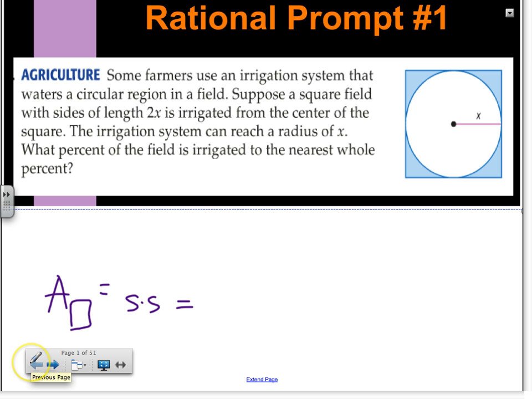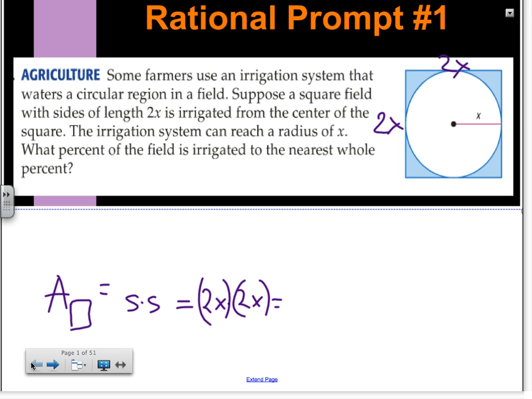2x. Okay, so that means this is 2x. That means this is also 2x, right? So side times side means 2x times 2x. What is the answer then? 4x squared. Believe it or not, I still have some students thinking that it's 4x. Now we've talked about this extensively.